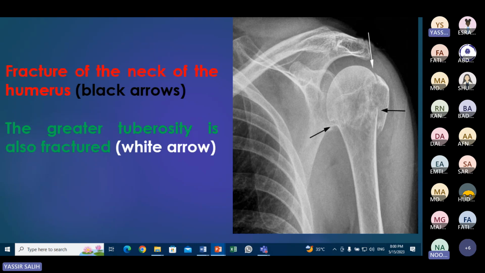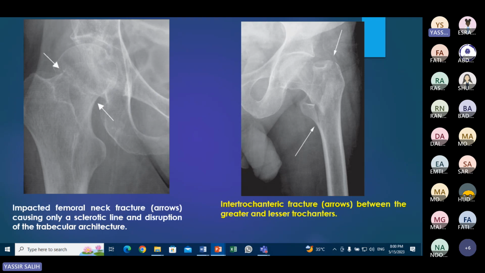Where, what abnormality do you see? Fracture of the neck of the humerus. طيب, where is the fracture here? In the femoral neck. لكن بيسموه شنو دي؟ Impacted. يعني حصل fracture وحصل له impaction. فدي impacted fracture، حتى الـ two parts impacted in each other. لكن fracture site in the neck of the femur.